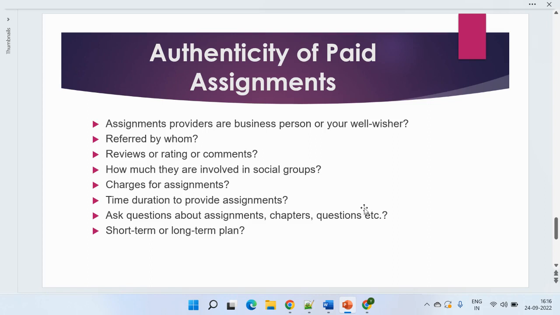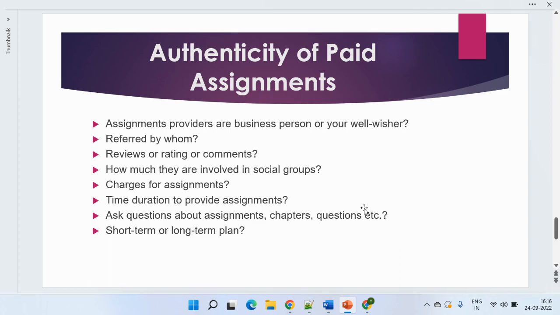Like if you go to some market, and the person says, hey sir, just buy it for this, he's doing his business. But sometimes he says, sir, don't go for that one, go for this one, it's a little cheaper and will suit your needs. So understand whether they are genuinely interested in helping you out, or they just want to earn money. The second thing is, referred by whom. If it's referred by some senior, then it's fine.